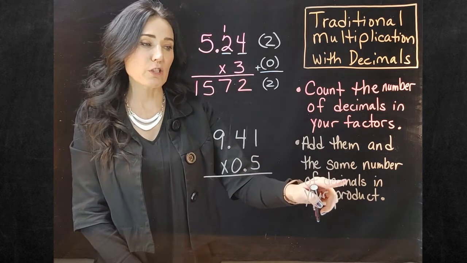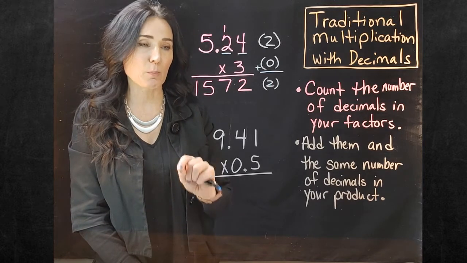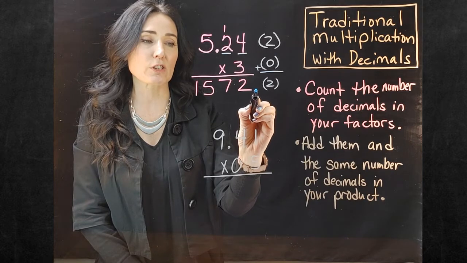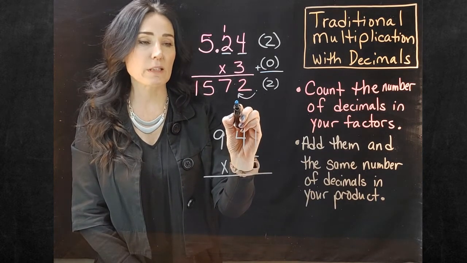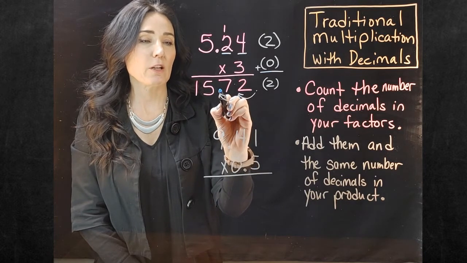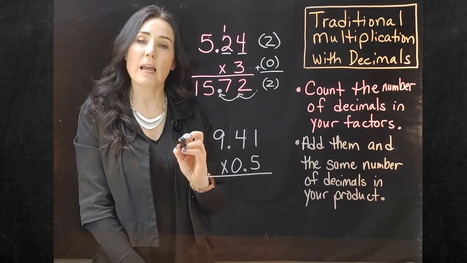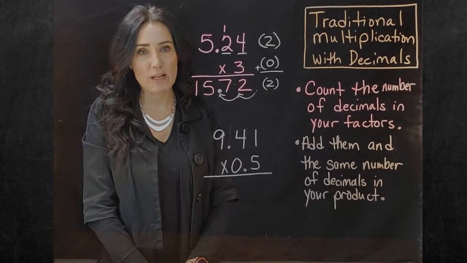So now our answer will have the same number of decimal places. So we would start here because all whole numbers have a decimal that starts here. And we are going to show that that's 1 decimal place. But if we move it here, our final answer does have 2 decimal places. So we would say our final answer is 15 and 72 hundredths.